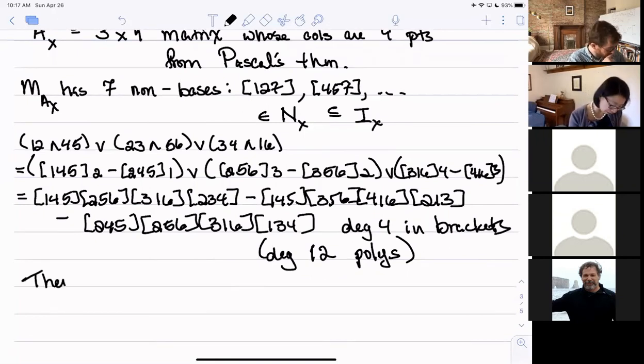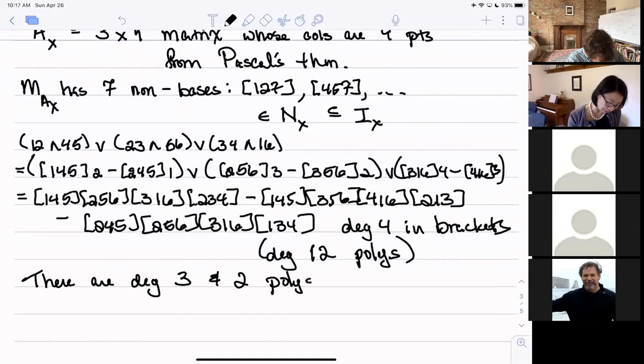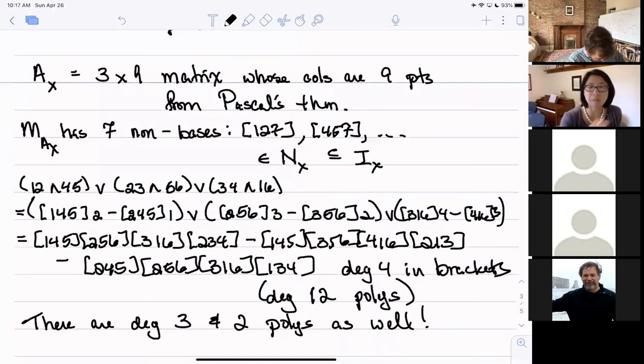There are degree 3 and 2 polynomials as well. Okay, so one thing that you might notice about this big long polynomial is that it only involves the points 1 through 6, all right?